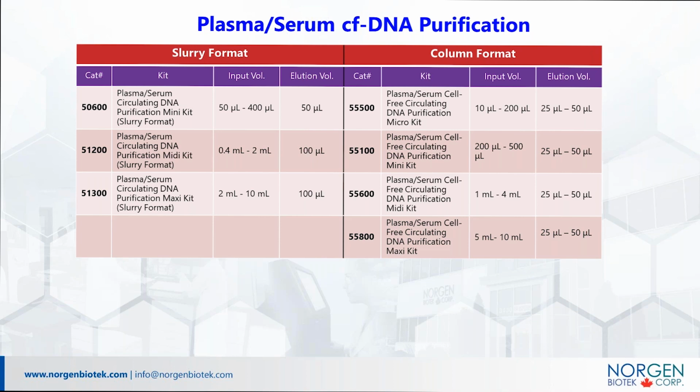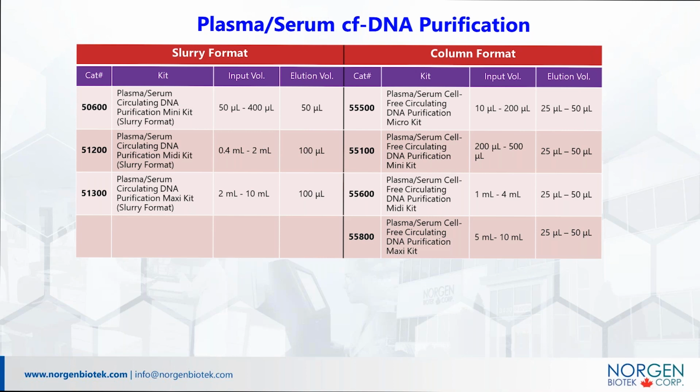The only difference is that our silicon carbide is pre-packed in spin columns, so it's a column format. In the slurry format, our resin or silicon carbide is loose in a buffer. That's why it's called slurry. And the main reason we have the slurry format is that sometimes you need to isolate from large sample volumes, from 10 ml or higher. Then with slurry format, you can go to very high volumes. With the column format, you are limited by the size of the column.